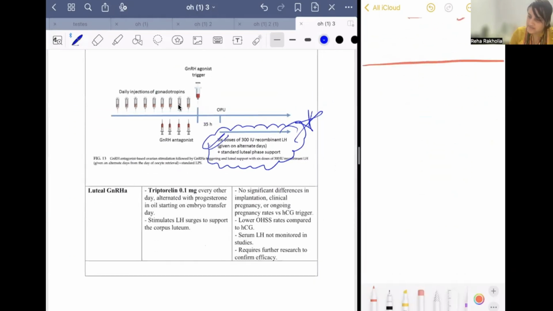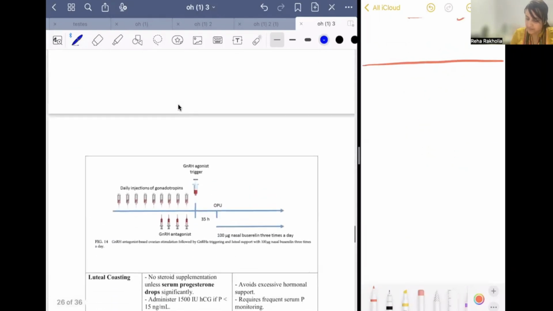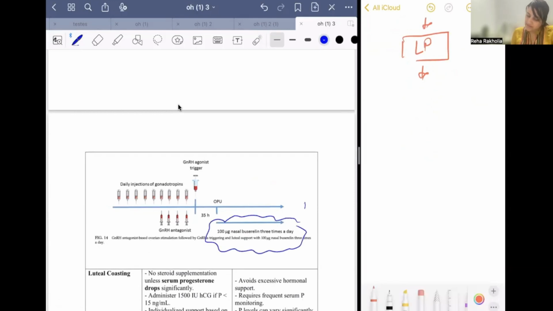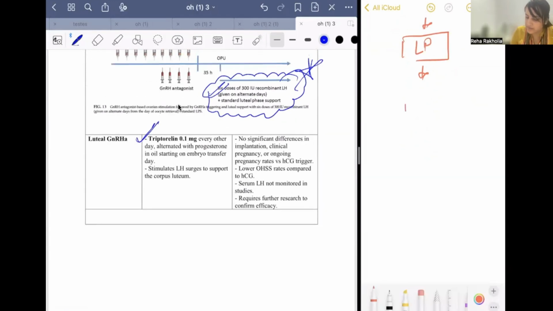Now another is luteal GnRH agonist administration. See, we can see from the diagram. Another alternative approach is the use of GnRH agonist during luteal phase, not trigger. This method involves administration of repeated dose of GnRH agonist. Can you see 100 microgram nasal buserelin 3 times a day? So we'll give repeated dose. In Gardner, it is talked about the triptorelin 0.1 milligram every other day. Next day, we won't give anything.